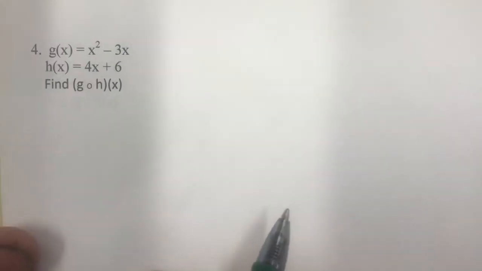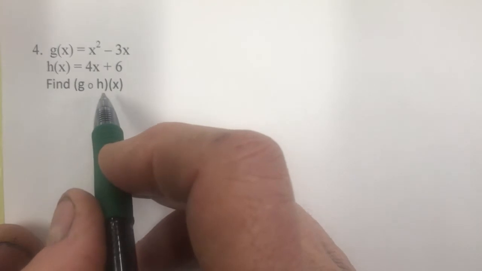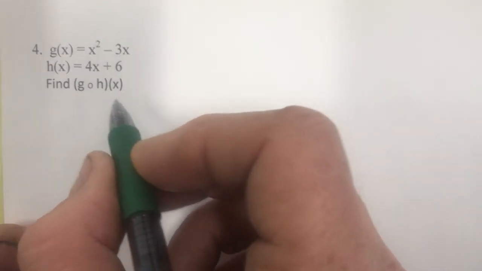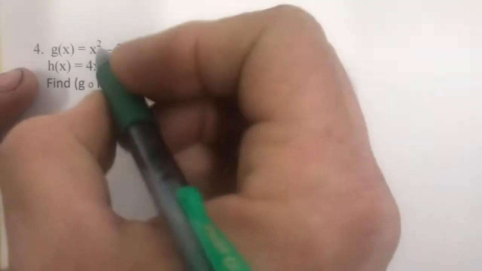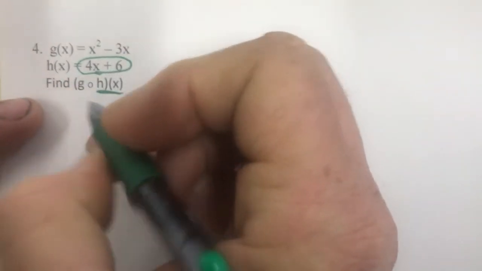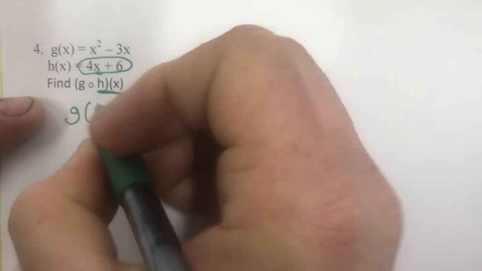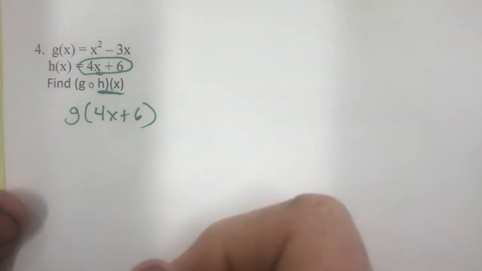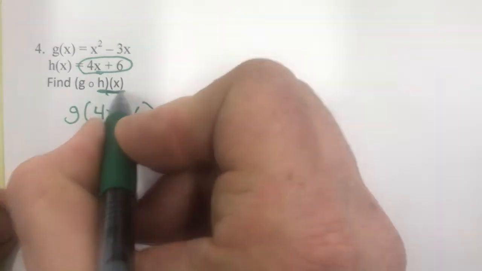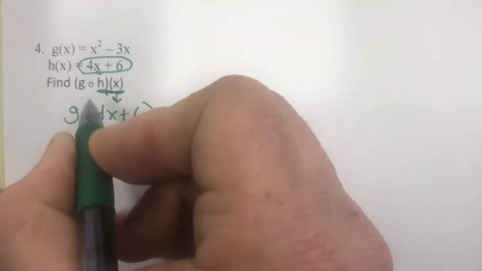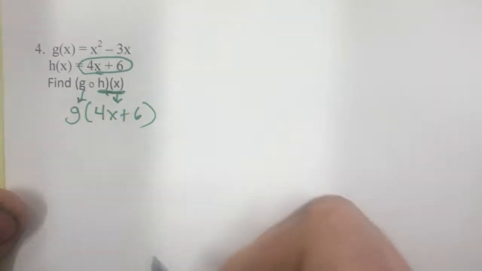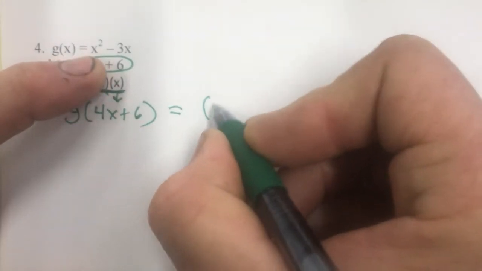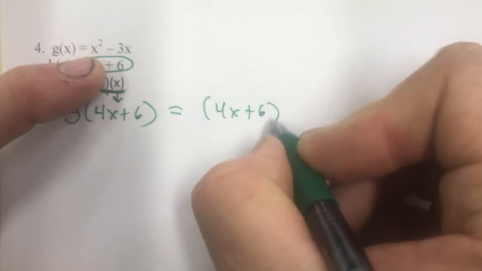Now we're shifting gears a little bit. We're doing g of h of x. We're not having a number. We're doing g of h of x. Well, h of x is this right here. So basically, I'm going to do g of that answer, which is just 4x plus 6. I'm going to do g of that. So h of x is this. I'm going to do g of that. So in the g function here, I'm going to put 4x plus 6 in for x.